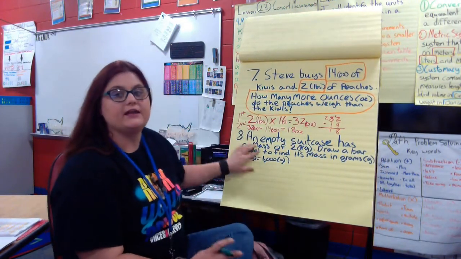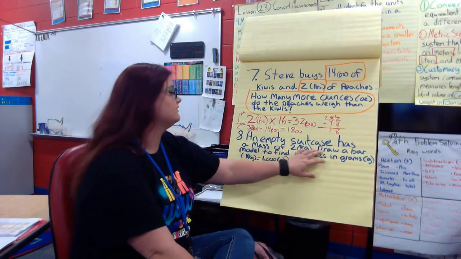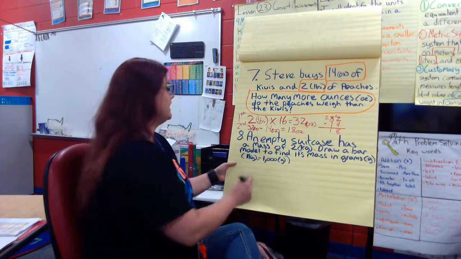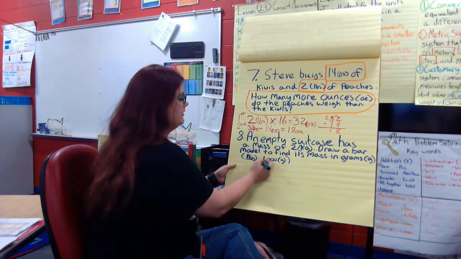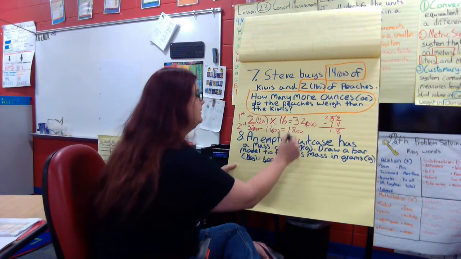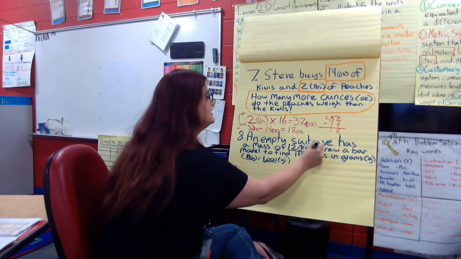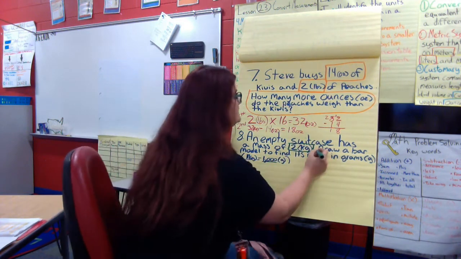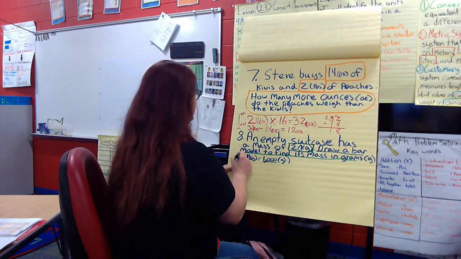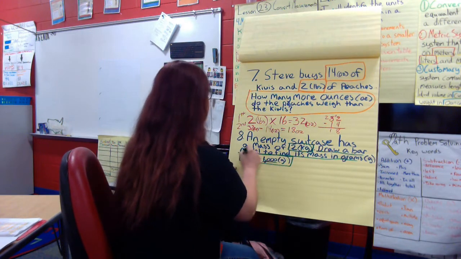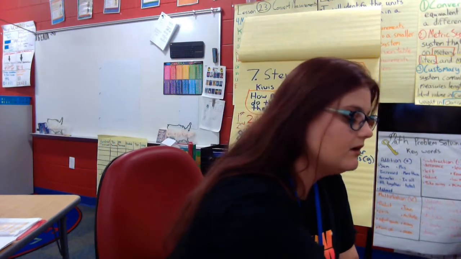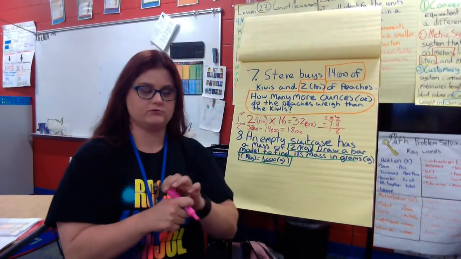So we have an empty suitcase that has a mass of 2 kilograms. It wants us to draw a bar model to find its mass in grams. It gives us the key, 1 kilogram equals 1,000 grams. I'm going to really quickly code my word problem. I've got 2 kilograms. This is what it's asking me to do. Beautiful, and this is important because it is my key. I'm going to change markers because that one's not wanting to work very well. I wonder if pink will show.